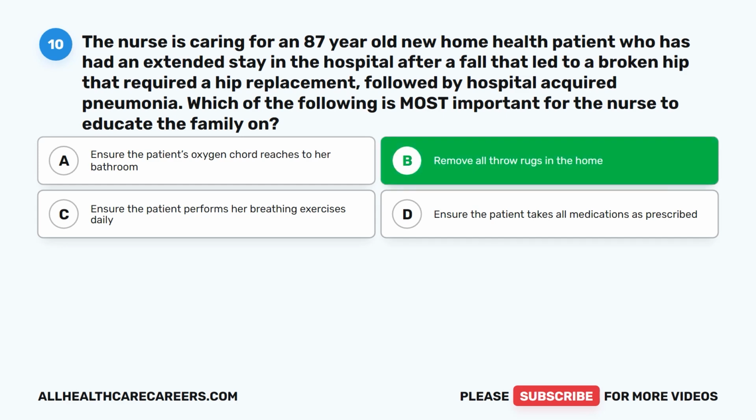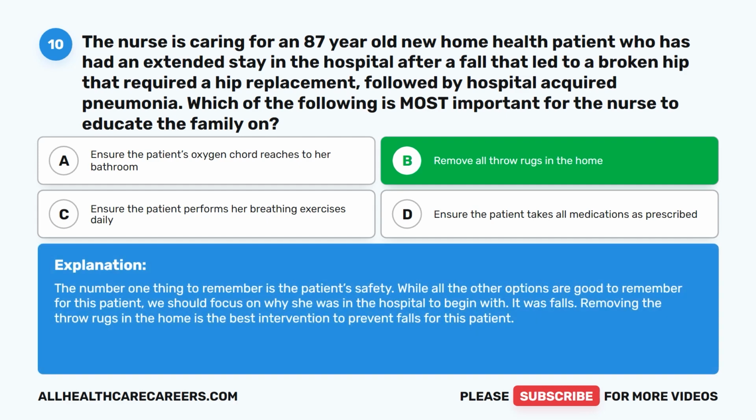The correct answer is B. Remove all throw rugs in the home. The number one thing to remember is the patient's safety. While all the other options are good to remember for this patient, we should focus on why she was in the hospital to begin with. It was falls. Removing the throw rugs in the home is the best intervention to prevent falls for this patient.